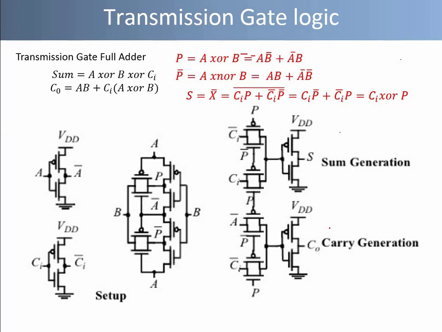In the same manner we can verify that CO is equal to Y complement, where Y is equal to Ci complement P or A complement P complement, and when simplified this is equal to AB or Ci and A XOR B. You can easily solve this and verify it to be equal to this quantity. So this is the implementation of our transmission gate based full adder circuit.